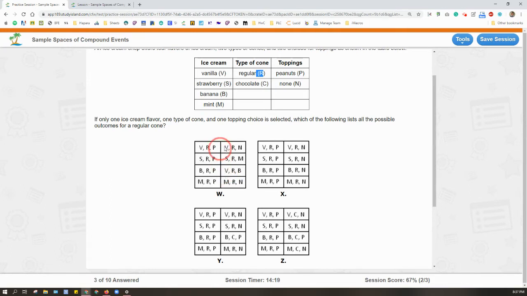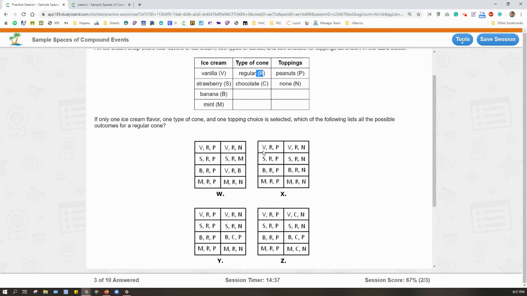That is not what we want. We want vanilla, strawberry, banana, and mint. So we clearly have a problem here. Now you might be thinking, oh, well, there's a B over here. Well, that third letter is supposed to be the list for the toppings. The toppings are either peanuts or none. This one over here has an M, so that's wrong. And B, those are not toppings. Those are the wrong option.